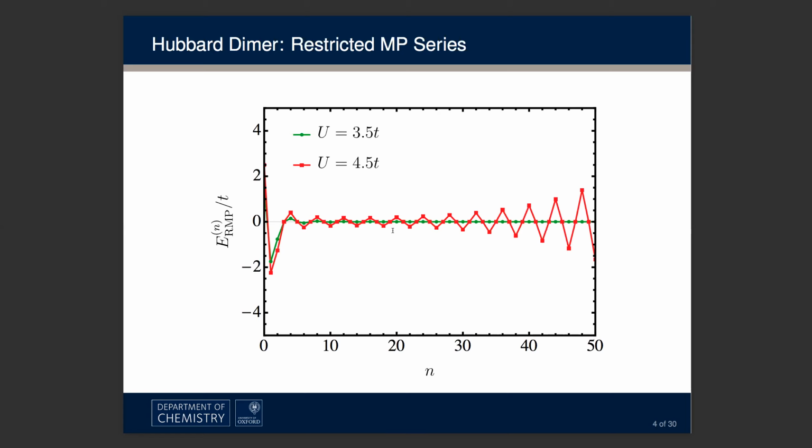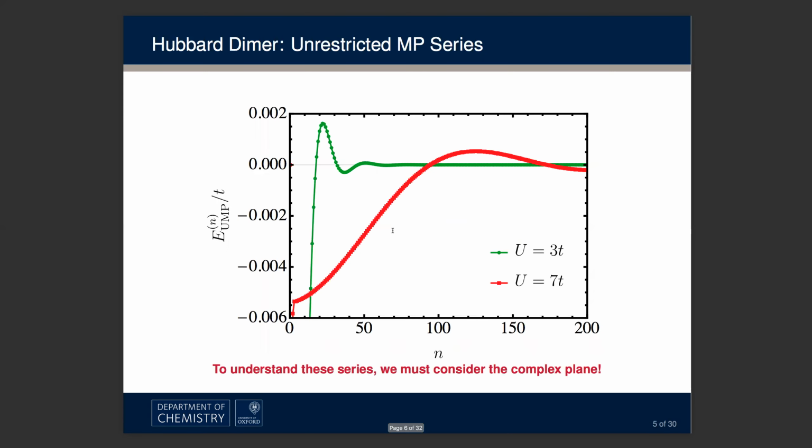So something strange is happening between 3.5 and 4.5. And we might think that our unrestricted reference will be better because we've got a better reference energy. But if we take our unrestricted reference, we see that we get a very slow convergence towards an exact number. And this, in fact, is just oscillating over a massively long range of perturbation orders. So this is up to 200 orders, and you're still seeing corrections coming in.